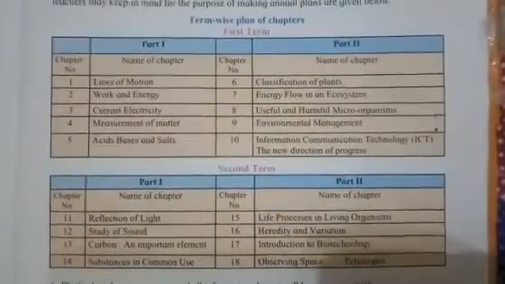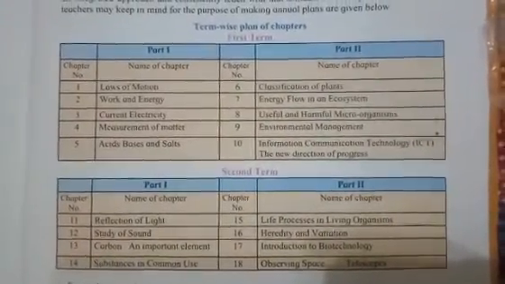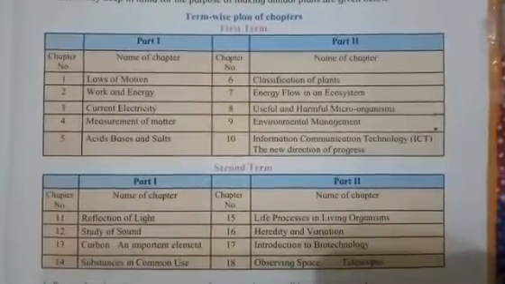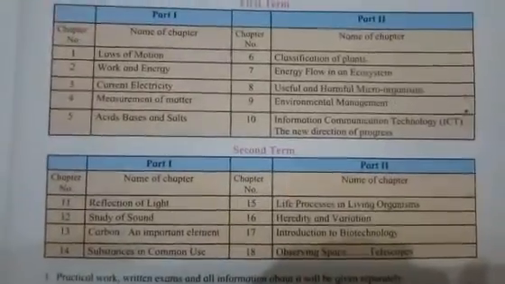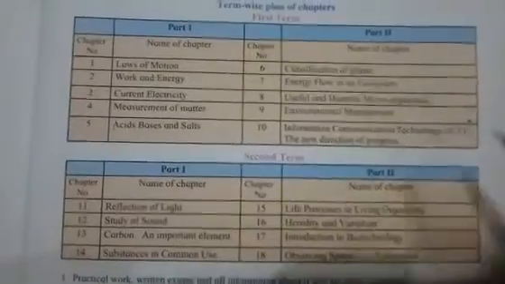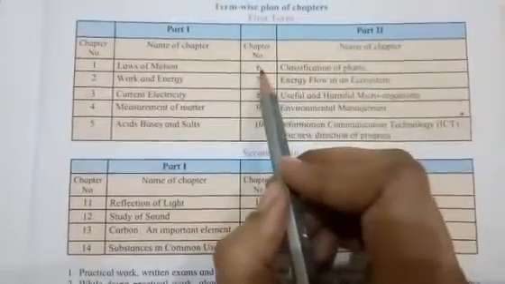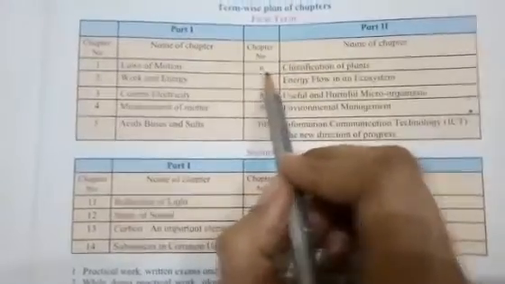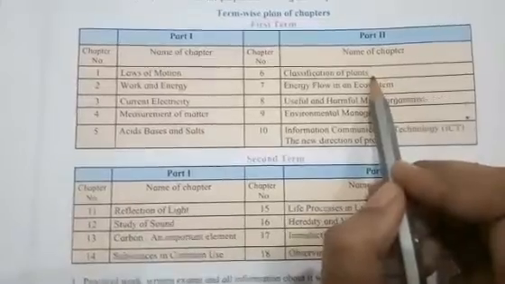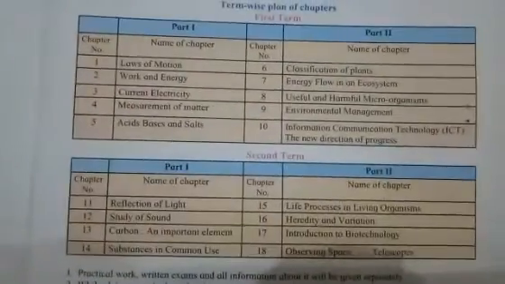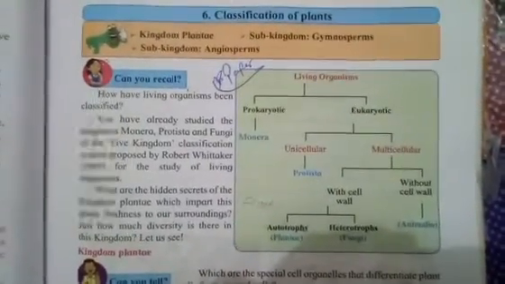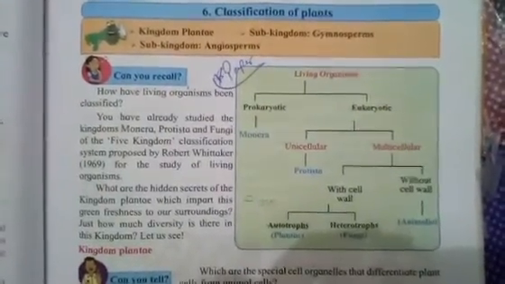But before that, let me tell you that your science subject is divided in two parts, as you can see here, part 1 and part 2. I am going to explain to you part 2 of your science subject, which is first term. You can see here the first chapter is chapter number 6, classification of plants. So we are going to start with this chapter. Today we are going to start with the introduction part of the chapter.